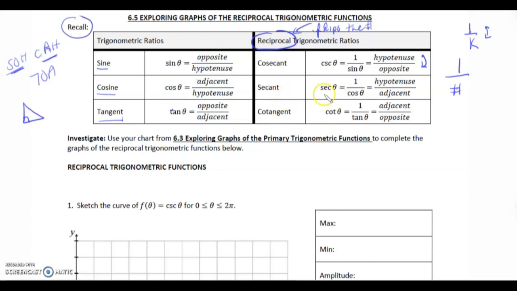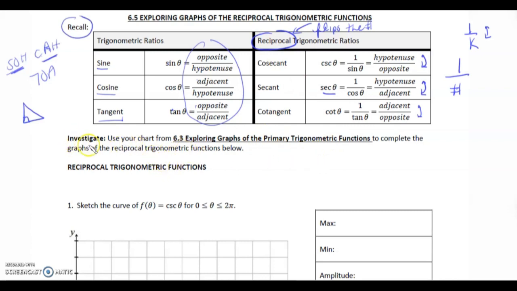For secant, SEC, it's 1 over cos theta. So again, you're taking the reciprocal, so you're flipping adjacent over hypotenuse to hypotenuse over adjacent. And then the cotangent is COT, that's 1 over tan. So now we're flipping the opposite over adjacent to adjacent over opposite. So all of these ratios have just been flipped. That's what reciprocal trig ratios are.